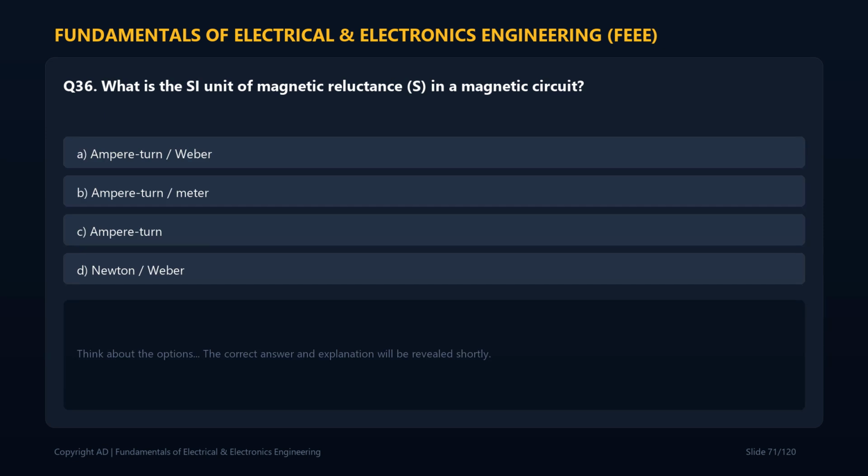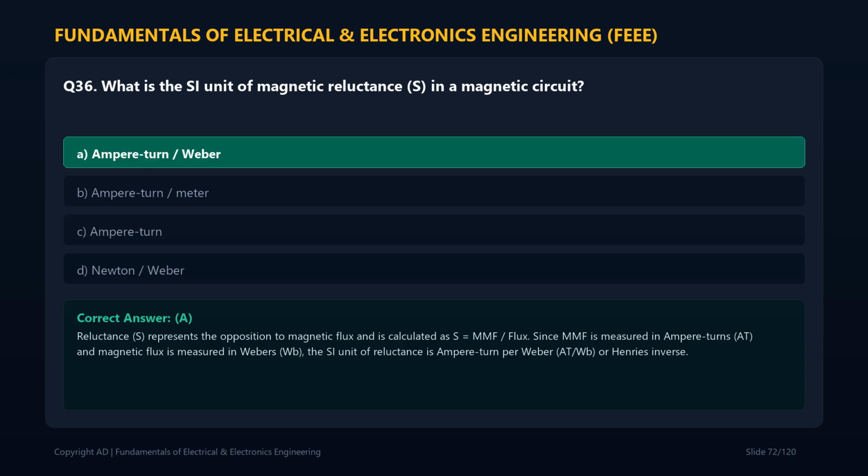Question 36. What is the SI unit of magnetic reluctance in a magnetic circuit? Option A, ampere turn per Weber. Option B, ampere turn per meter. Option C, ampere turn. Option D, Newton per Weber. The correct answer is A, ampere turn per Weber. Reluctance is defined as magnetomotive force divided by flux, yielding the unit of ampere turn per Weber.